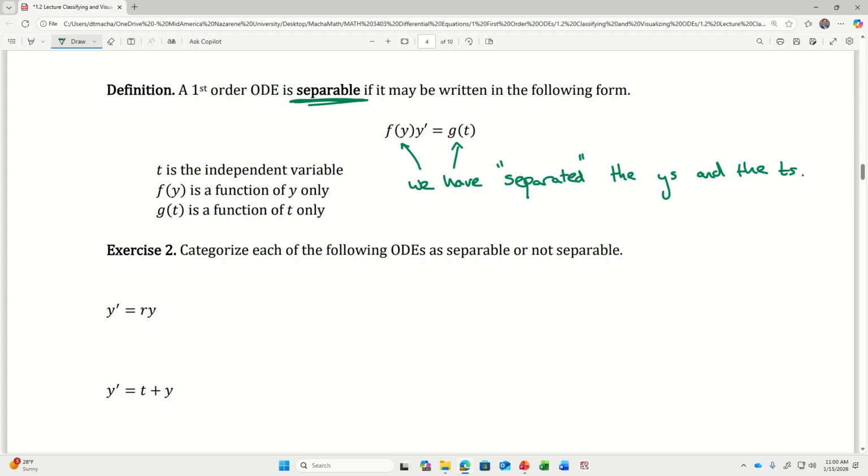Okay, so what about this? y prime equals r times y, is that separable? This is separable because I can write it like 1 divided by y times y prime equals r. So when I compare it to the separable form, f of y is 1 divided by y, and g of t is this constant r. So yeah, it's separable.